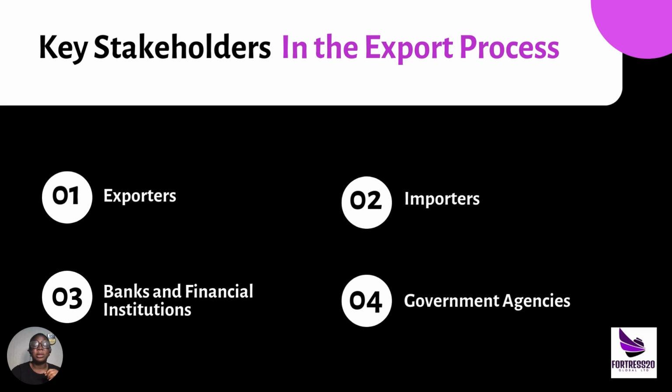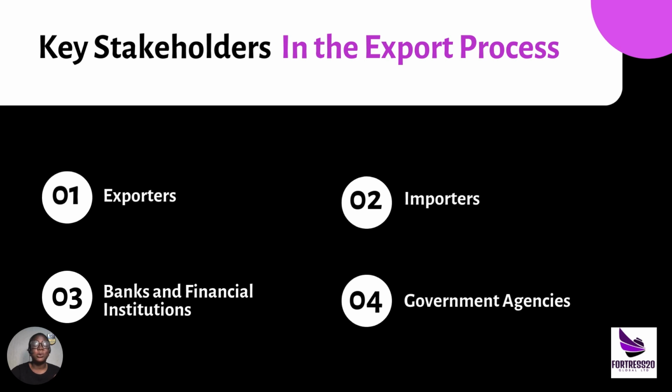Let's look at them one by one. The export process involves various stakeholders who play crucial roles in ensuring the smooth flow of goods and services across borders. Below are the key participants in the export ecosystem and their roles. Number one, the exporter. The exporters are the businesses or individuals who sell goods to the foreign markets.